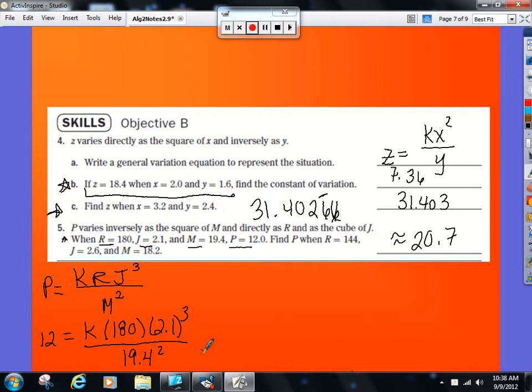Okay, since I have all these decimals and exponents, I'm actually not going to clean it up first, because I'm just going to have to round a whole bunch of decimals, which would take away from my accuracy. So on this one, I'm going to go straight to getting rid of the fraction by multiplying both sides by 19.4 squared. I didn't do the 19.4 squared first on this one, just because I knew it wouldn't work out very nicely. So I get 19.4 squared times 12. I have 4,516.32 equals this mess.